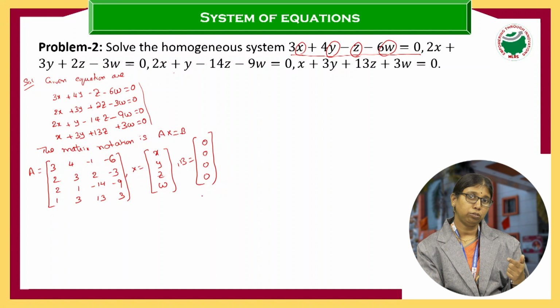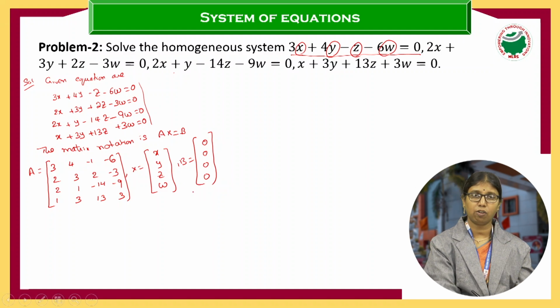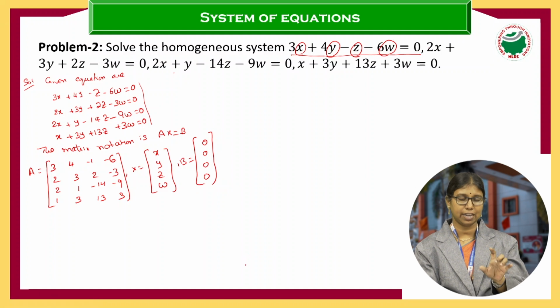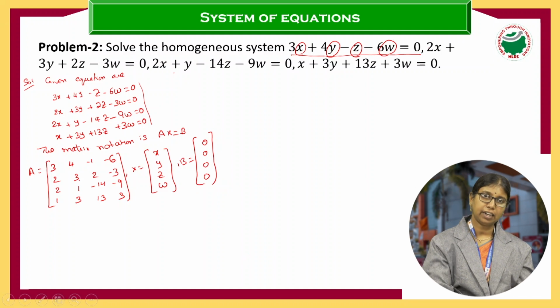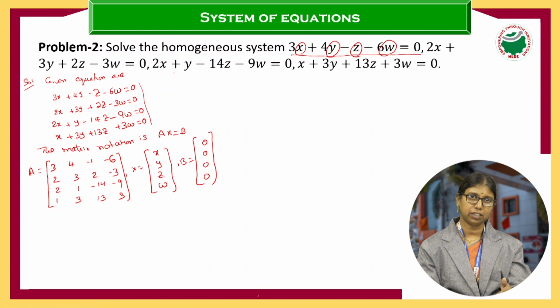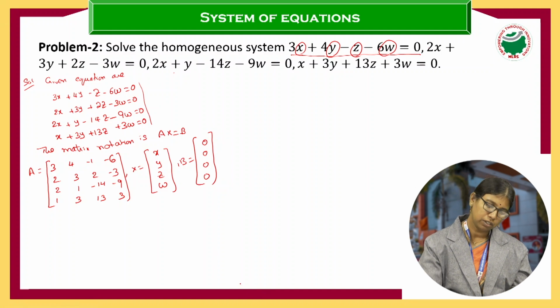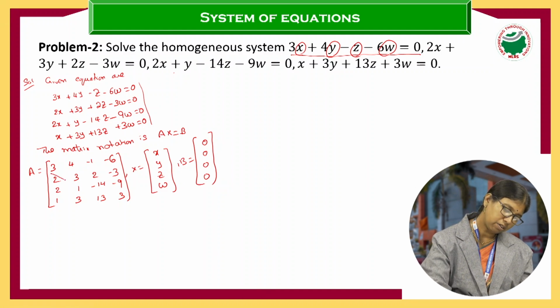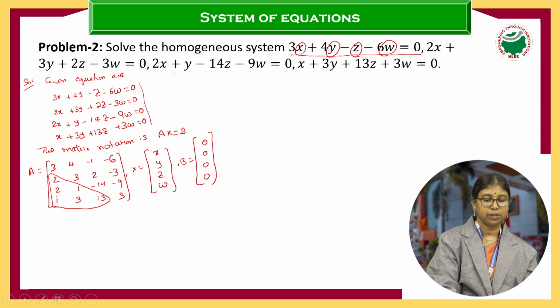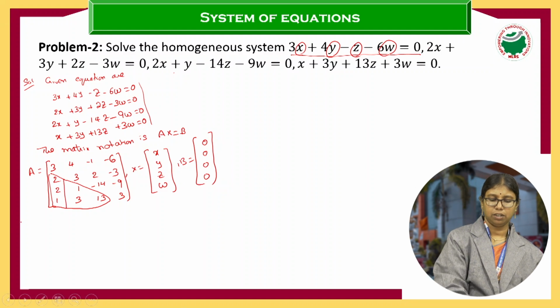So what we have to do in step 2 for a homogeneous system is calculate the rank of the coefficient matrix A. For taking the rank of this matrix A, first you have to convert it to upper triangular form. Upper triangular form means you have to convert all these lower diagonal values to 0. So what are the row operations? First step, you focus on the values in the first column. That means you have to change R2, R3, R4.